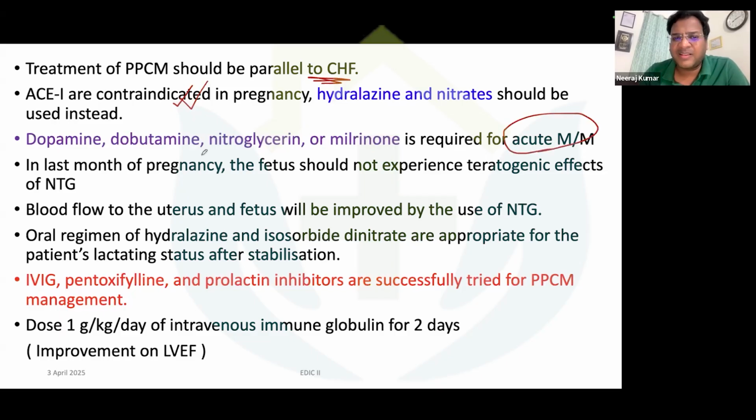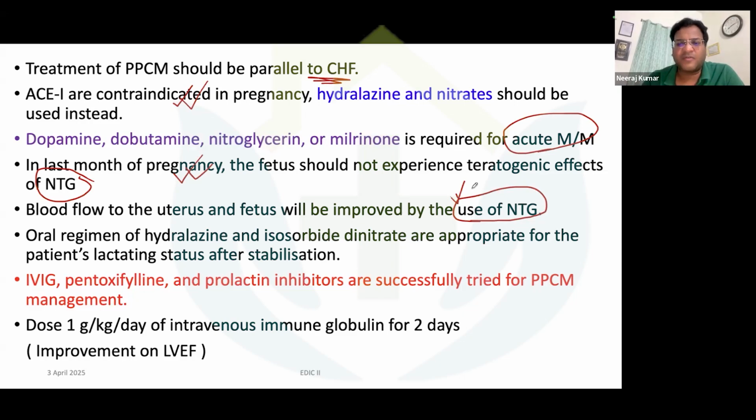Third, if the pregnancy is in the last month, the fetus should not experience the teratogenic effect of NTG, so it has to be used very, very cautiously. And you know that blood flow to the uterus and the fetus will be improved by the use of NTG. But just take care in which weeks of pregnancy you are using this NTG. Just avoid the teratogenic effect. And then an oral regimen of hydralazine and isosorbide dinitrate is appropriate for the lactating status after stabilization.